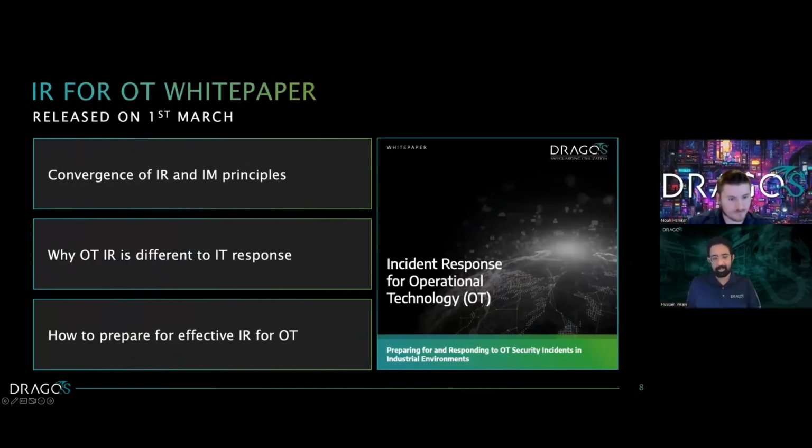Okay, so let's get into the meat of the white paper. It was released on the 1st of March, and it talks about OT IT convergence, why it's different, and of course, how to prepare for it. A lot of folks tend to focus on IT incident response, but that focuses upon confidentiality and integrity, whereas OT incident response is availability and safety. And so we go into a lot of detail within the white paper itself.